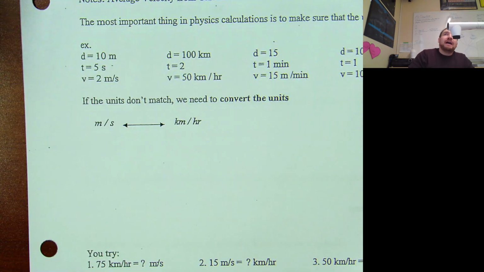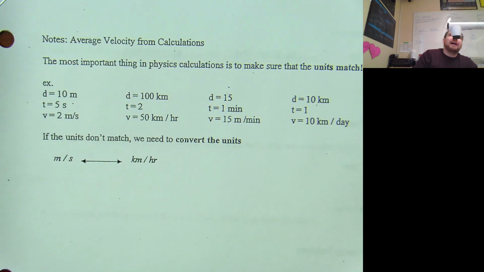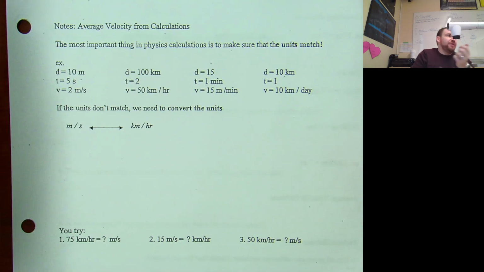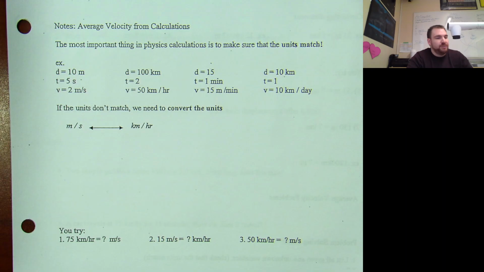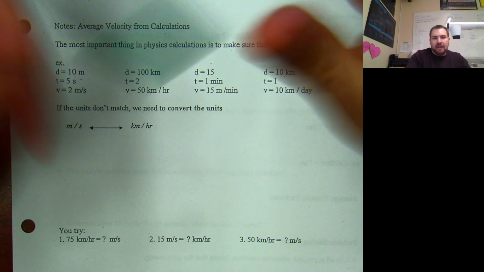Today's lesson, if you haven't got the paper, is sitting out back by the door. It's just average velocity from calculations. So this is arguably easier than the stuff from before because we're not actually doing any of the measuring.